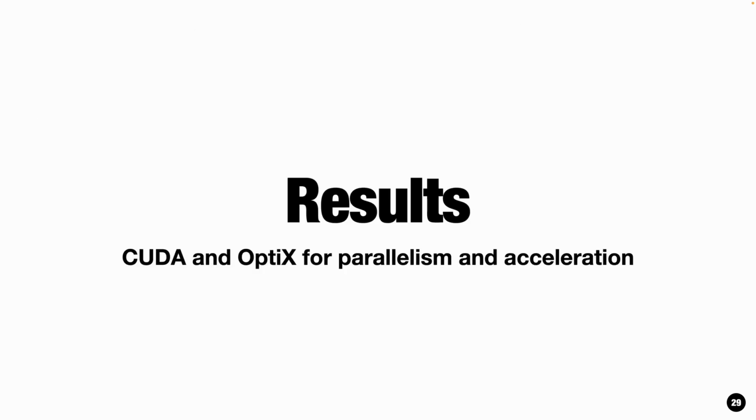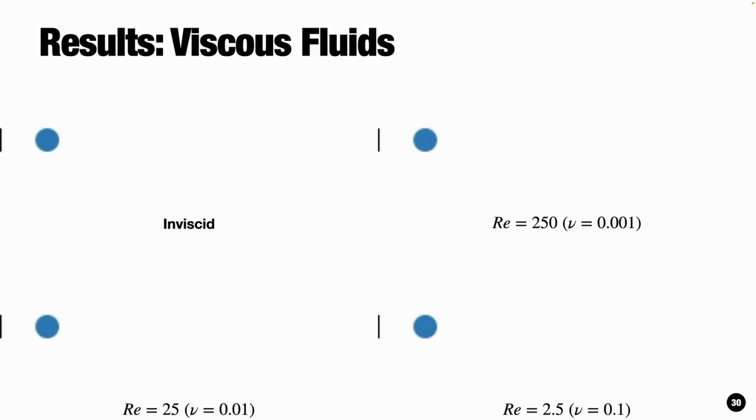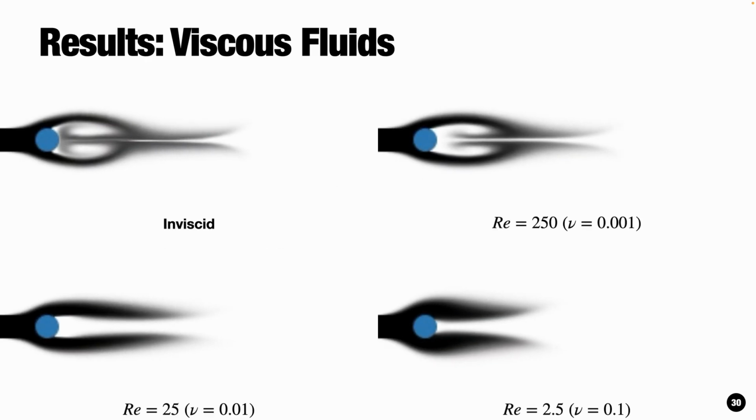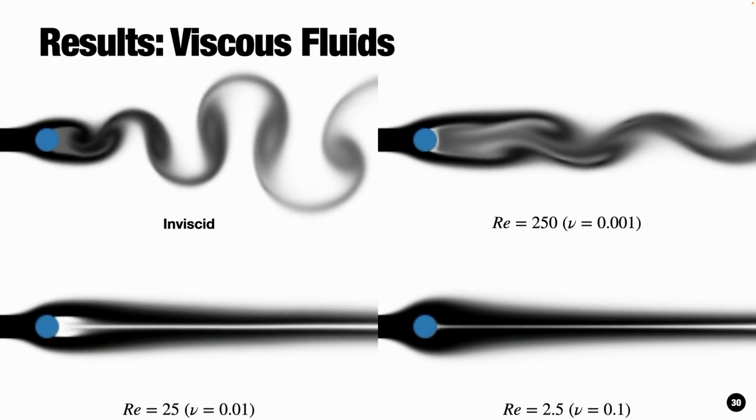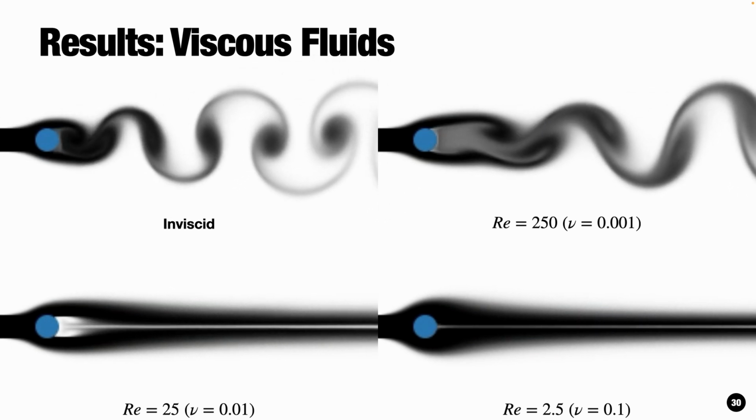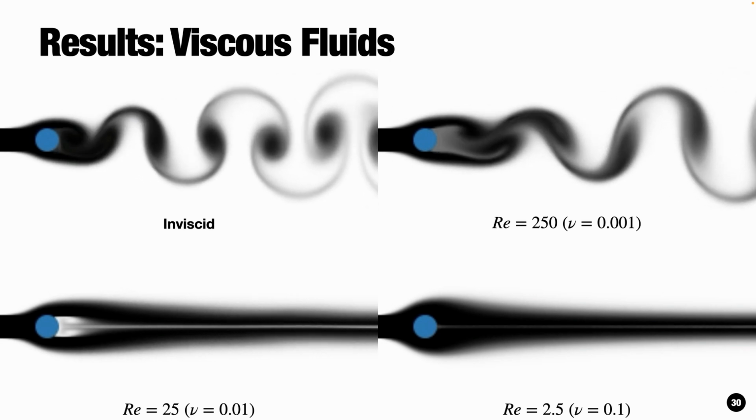Our implementation utilizes CUDA and OptiX, allowing us to take advantage of the algorithm's parallel nature and accelerate the ray intersection query. The first set of results shows the correctness of a viscous fluid simulation. As we change the Reynolds number, the simulation changes its turbulence as we expect.